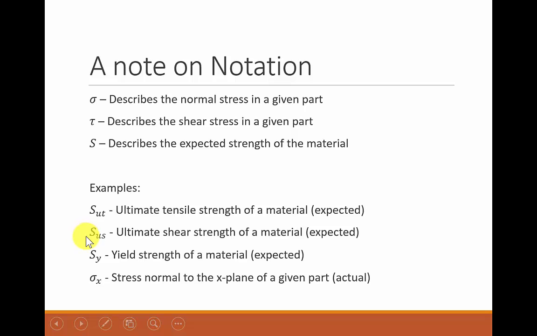In contrast, this is the ultimate shear strength. This is how we expect the material to behave. This bottom one, this is the normal direction, this is the stress induced in the normal direction of a given part with a given loading condition, and that's the important part. This is completely dependent on the loading condition. And what we'll find is that if the loading condition causes the stress to be larger than the strength, then we should expect failure.